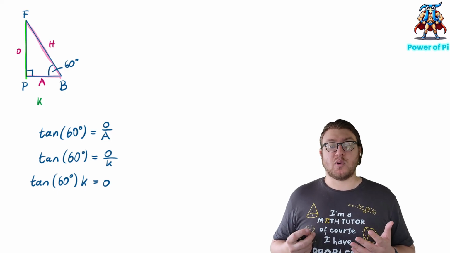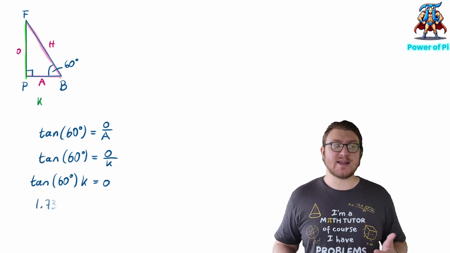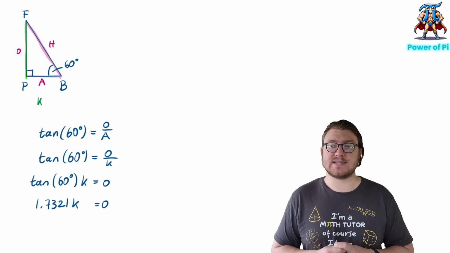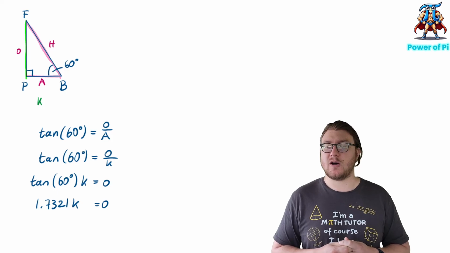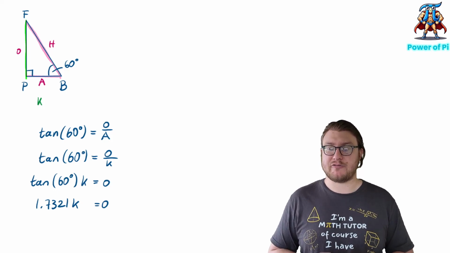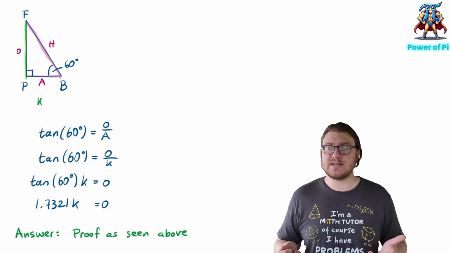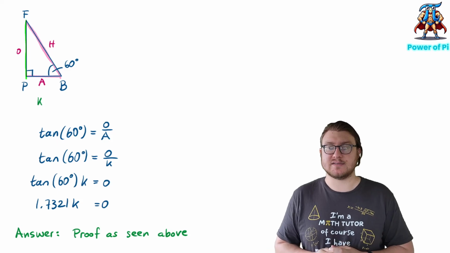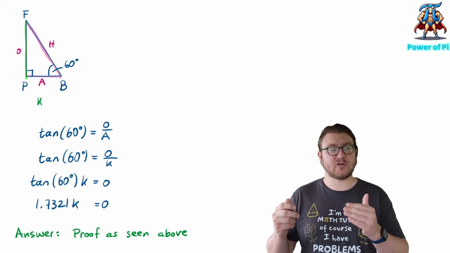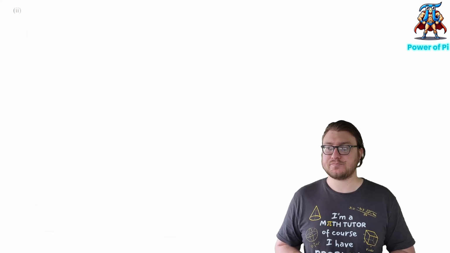Now we just need to put in tan 60 degrees in our calculator, and that is actually the answer, 1.7321. K is equal to the opposite, which is the length PF. Now the answer is very easy. It's just a proof, just like that. You don't need to do anything else once you've got this last line.